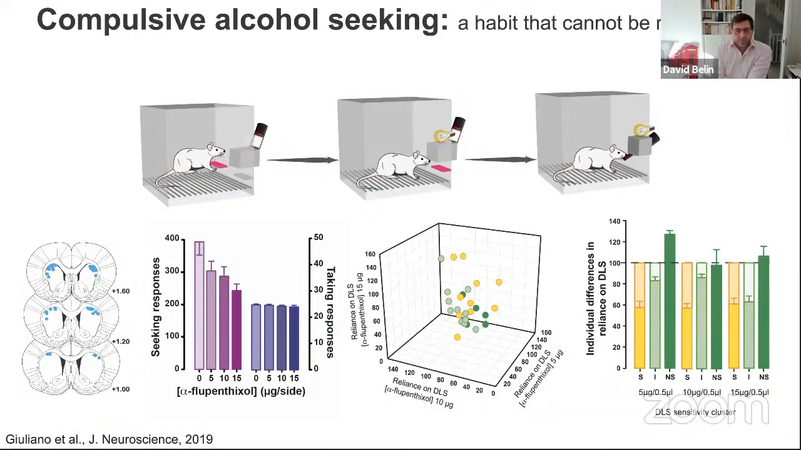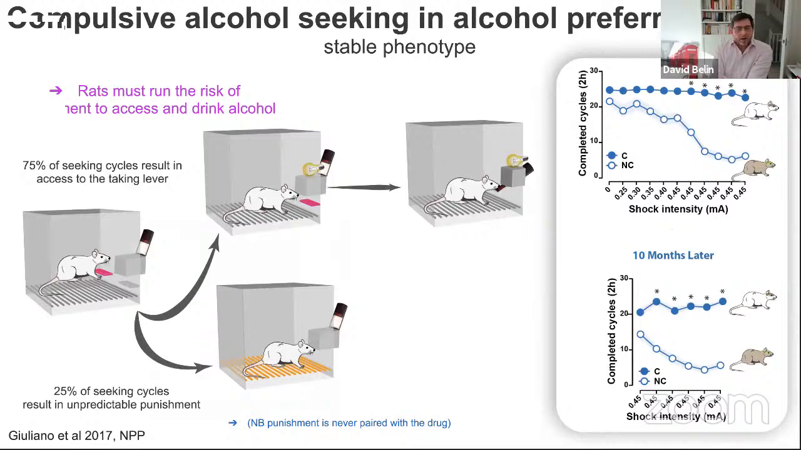But importantly, we challenged the animals to see whether they would be willing to take the risk of receiving shocks in order to access alcohol in these tasks. So in the way Cara did that, she would have 75% of the seeking cycles, where lever presses on the seeking lever give access to the taking lever, which gives access to alcohol, and 25% of the cycles, animals would receive shock.